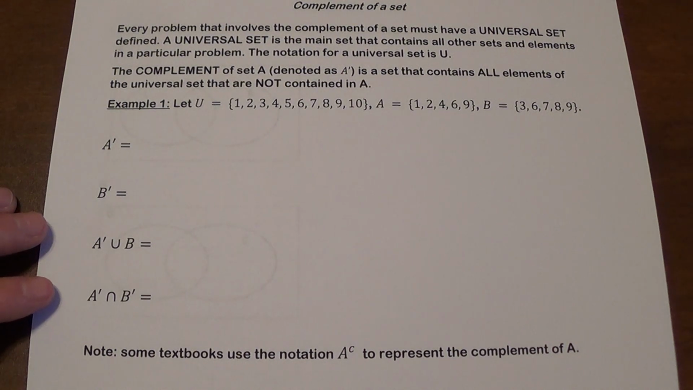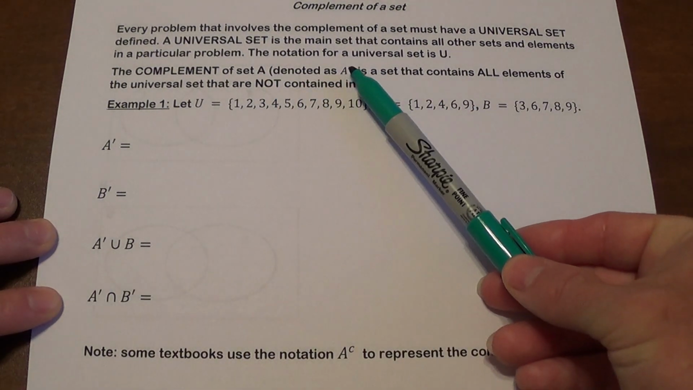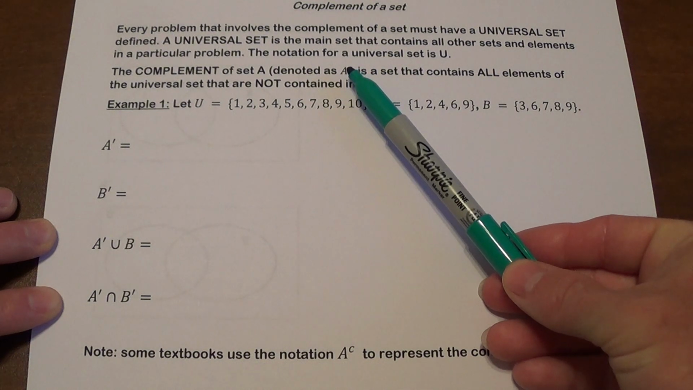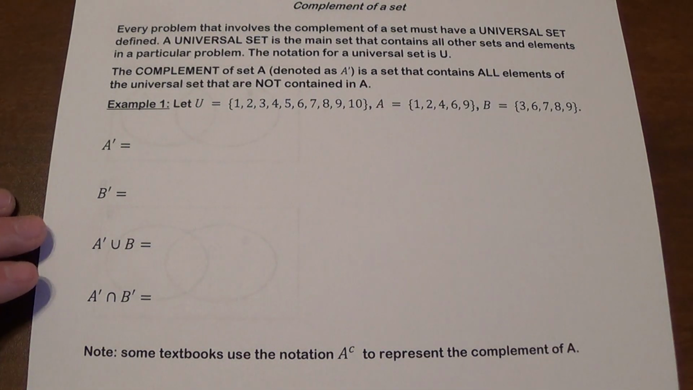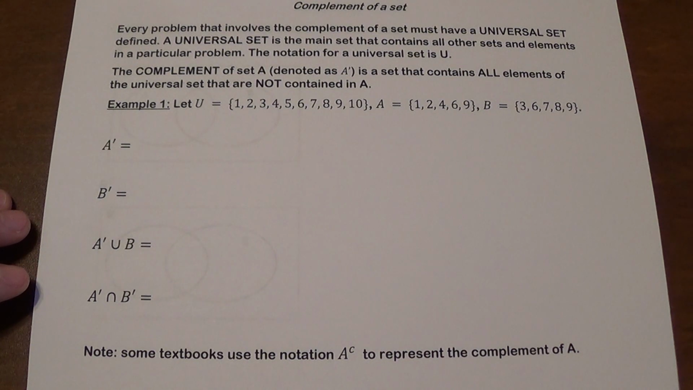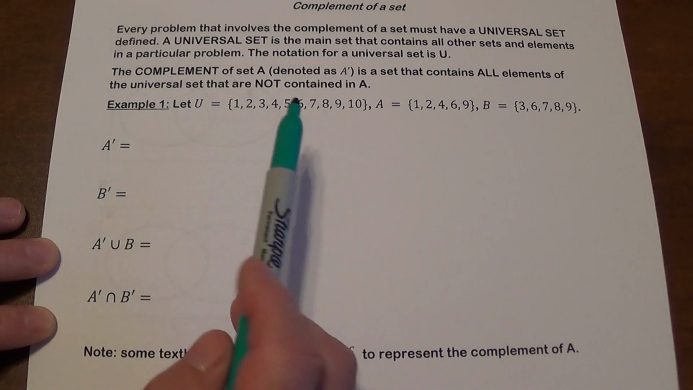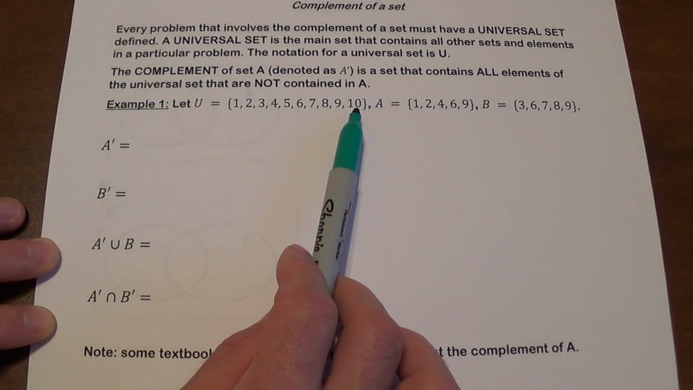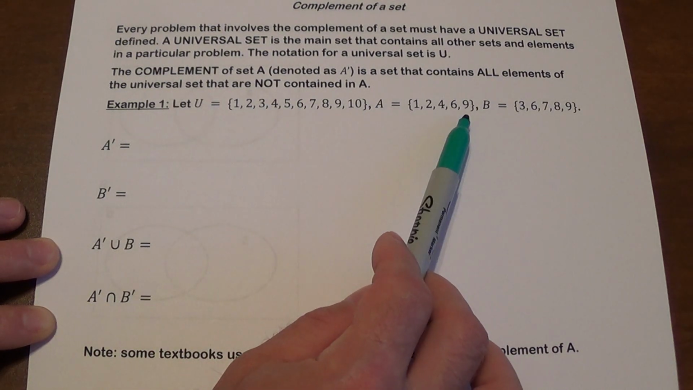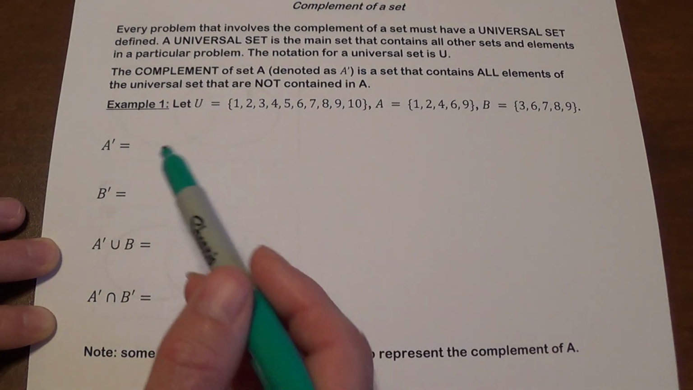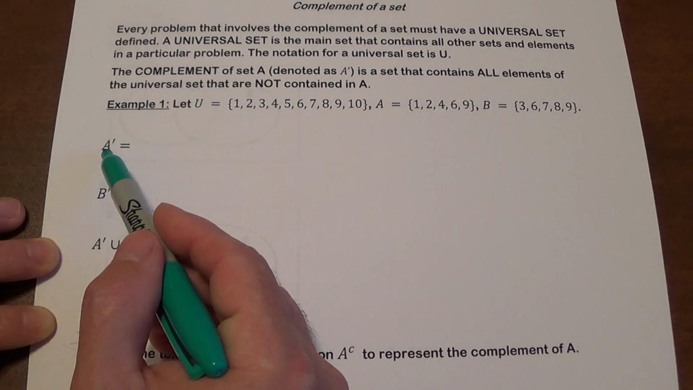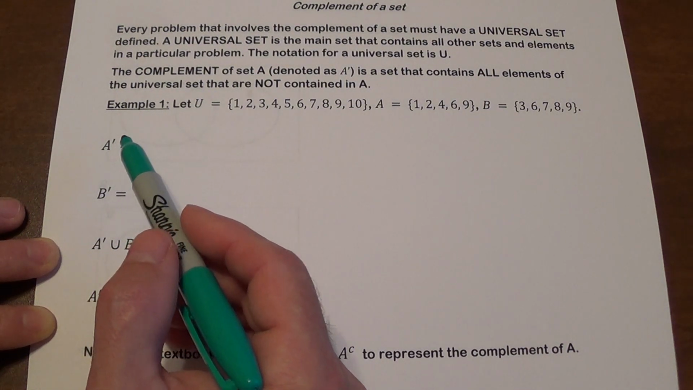We denote the complement as A with a little hash mark there, and the complement of a set is all elements from the universal set that are not in our original set A. I know it sounds a little confusing, but we're going to do some examples and it's going to be much clearer. Our universal set here is defined as these numbers, set A these values and set B these values. So what's going to be the complement of A? That's what it's asking for.